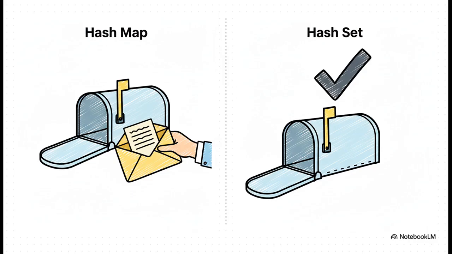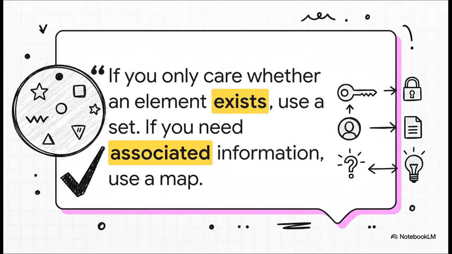A hash set, though, is much simpler. It only stores the key itself. It's just about presence. Is there a letter at this address or not? Yes or no? That's all it cares about. Honestly, this is the golden rule. If you can remember this one thing, you're 90% of the way there.